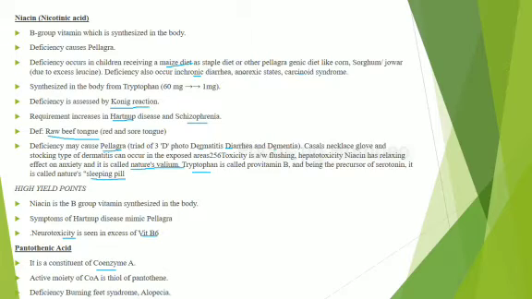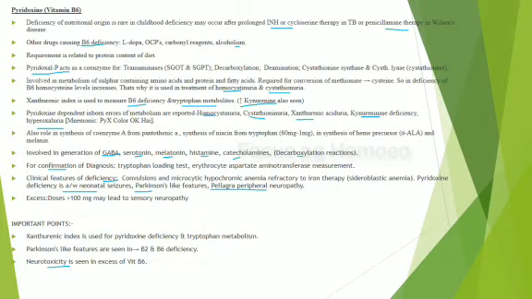Neurotoxicity is seen in excess of vitamin B6. Next, pantothenic acid, which is a constituent of coenzyme A. Its deficiency leads to burning feet syndrome and alopecia. Next is vitamin B6 or pyridoxine.